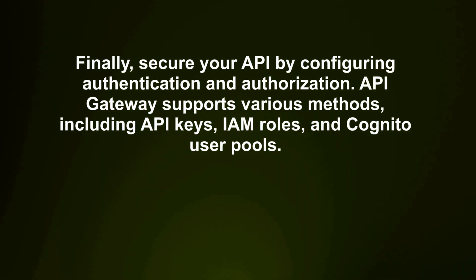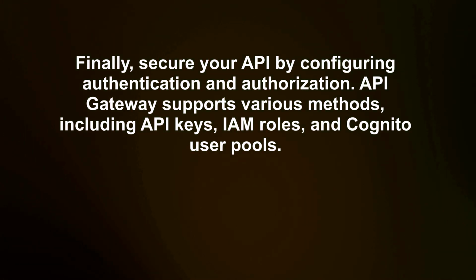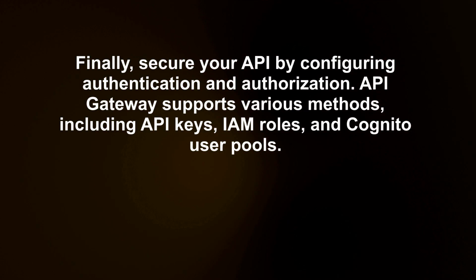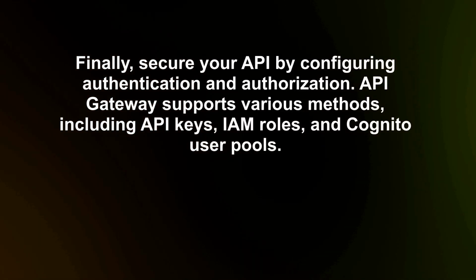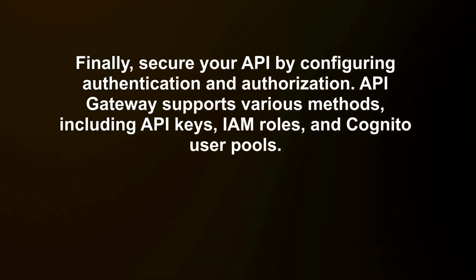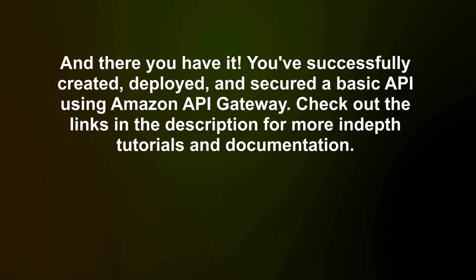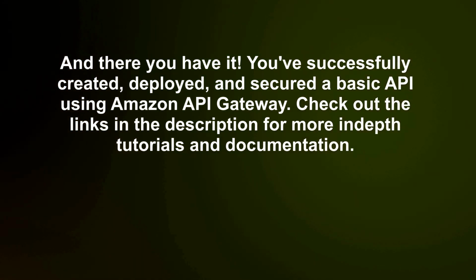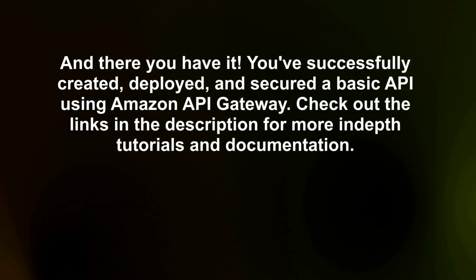Finally, secure your API by configuring authentication and authorization. API Gateway supports various methods, including API keys, IAM roles, and Cognito user pools. And there you have it, you've successfully created, deployed, and secured a basic API using Amazon API Gateway.